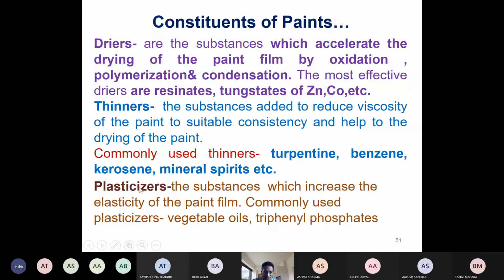And plasticizer, the substances which increase elasticity of paint film. Vegetable oil and triphenyl phosphate are the commonly used plasticizers.